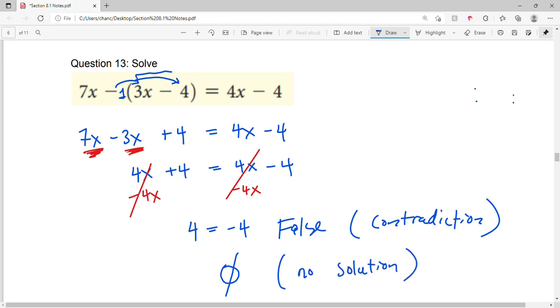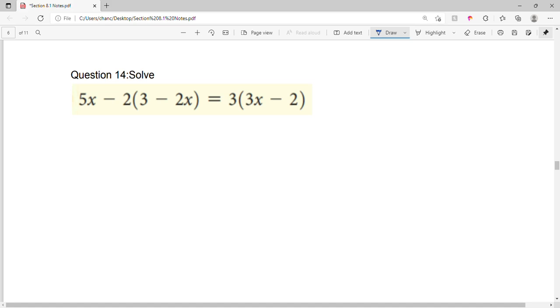This problem has no solution because when we reach the end of our problem, we get a contradiction, which means there's no solution to this question. So be careful, if you get a contradiction, this means there is no solution. Let's check question 14 out. Let's see if we get something similar. Again, we're going to distribute. Don't forget, if you see a negative in front of the parentheses, distribute with the negative.